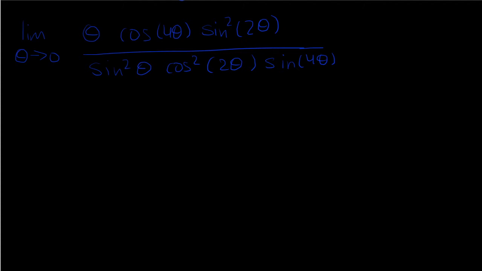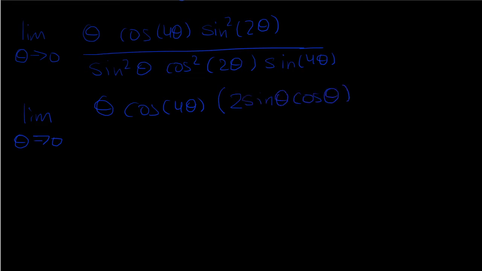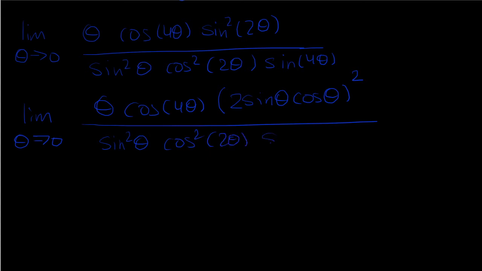Okay, now I'm going to rewrite sine 2 theta as 2 sine cosine. So let's see how that looks. And everything else will be the same. So it's theta times cosine 4 theta. And I'll put a parentheses. Sine 2 theta is 2 sine theta cosine theta. And then you square it all over sine squared cosine squared 2 theta. And then sine 4 theta.